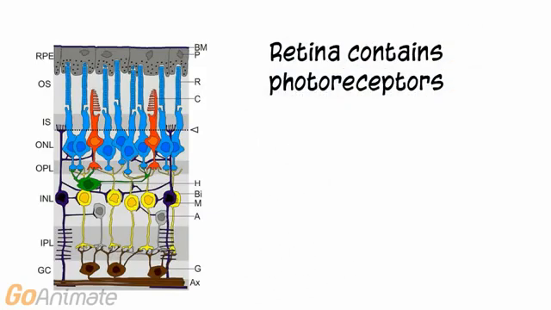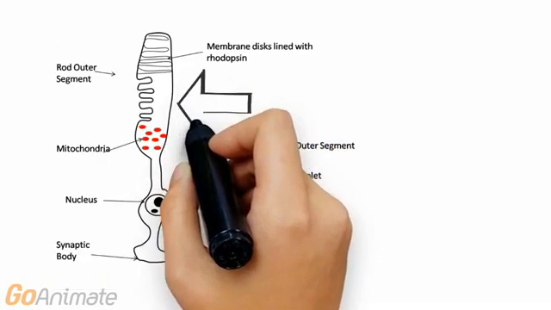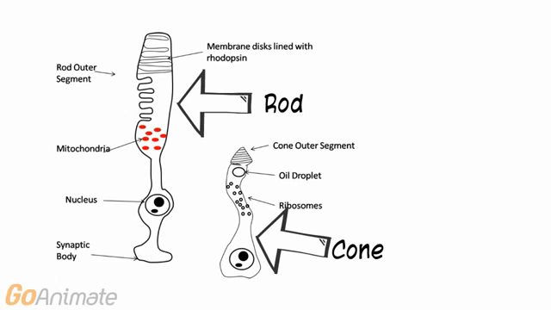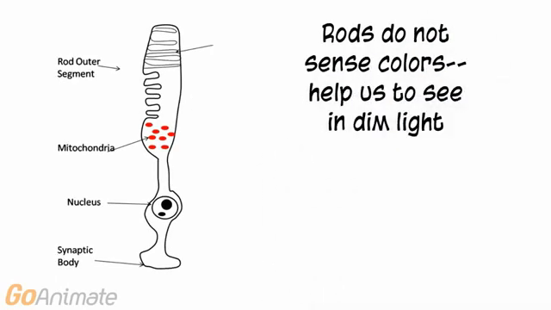The retina contains photoreceptors that respond to light. There are 2 types of photoreceptors, rods and cones. Rods do not sense colors, so they help us to see in dimly lit conditions.